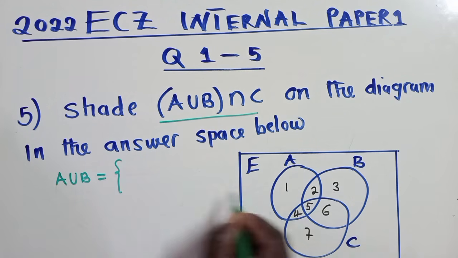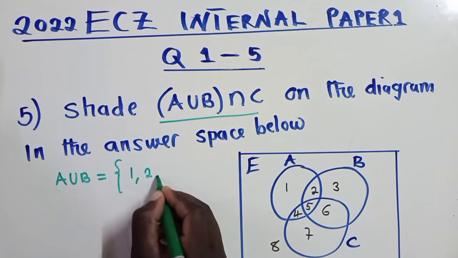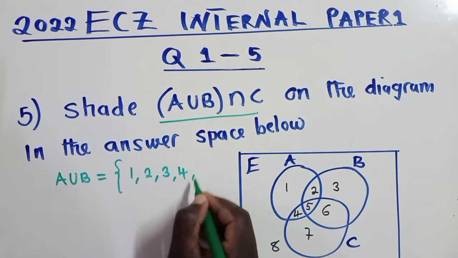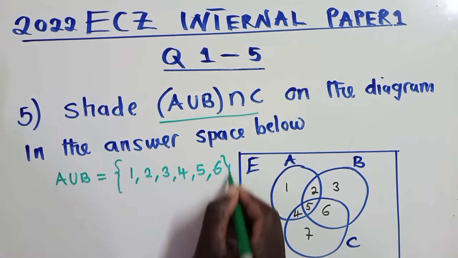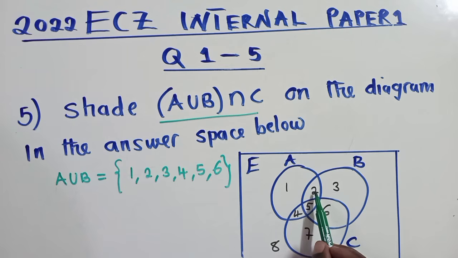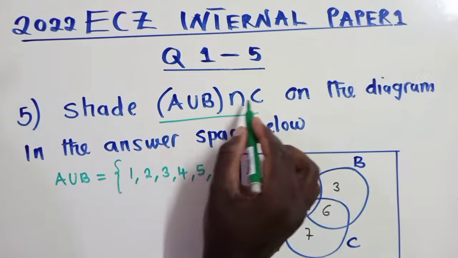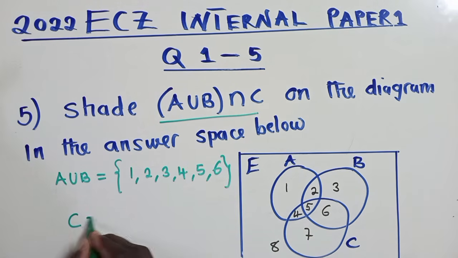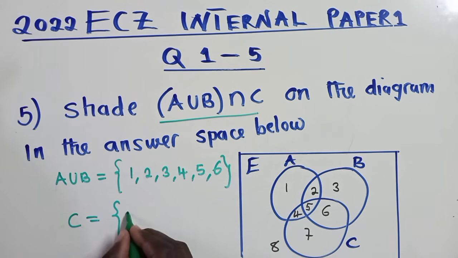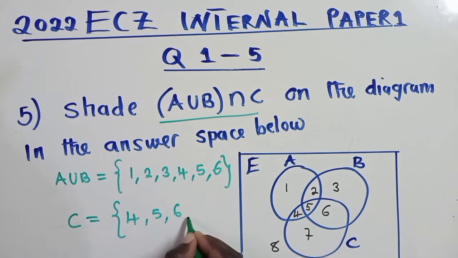So A union B will be 1, 2, 3, 4, 5, 6. This is 1, 2, 3, 4, 5, 6. What it means when we say A union B, we mean everything that is found in A and B. And these are the entries that are found in A and B, or elements that are found in A and B. And then here you identify your C because the C is involved. So what is our C? That will be 4, 5, 6, 7. What is just found in set C here?